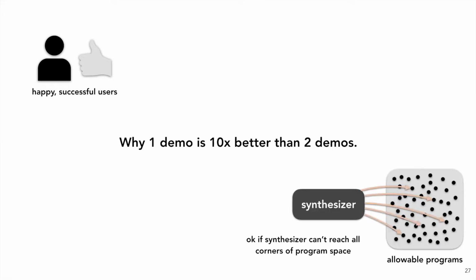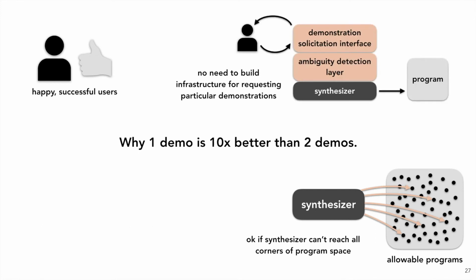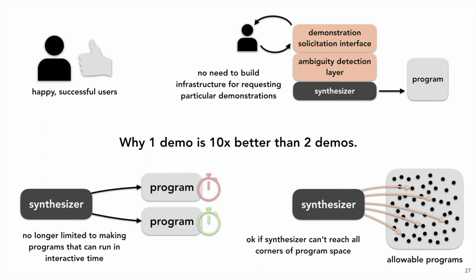But it's also really interesting in terms of how it changes our role as the synthesis designers. So all of a sudden it's okay if the synthesizer that we're building can't reach every point in the space, as long as they can get to something that's close to what the user needs. And so that actually dramatically eases the role of the synthesizer. That makes it much easier to build a synthesizer that's going to do the job. It also changes the supporting infrastructure that we end up needing to build. So we don't have to add this ambiguity detection layer or the interface that is actually going to solicit disambiguating demonstrations.